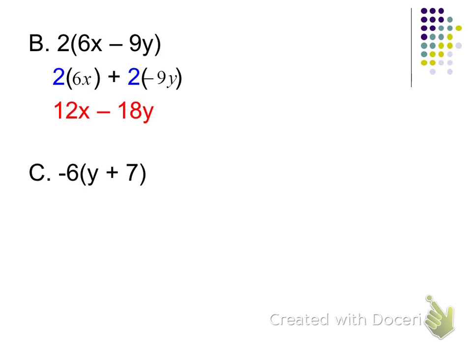All right, here's part C. On this next one, I have negative 6 times the quantity y plus 7. So I'm going to distribute the negative 6. That's negative 6 times y and negative 6 times 7. Anyone know what that will give us? Yes, ma'am. Negative 6y minus 42. Very good. What are your questions?